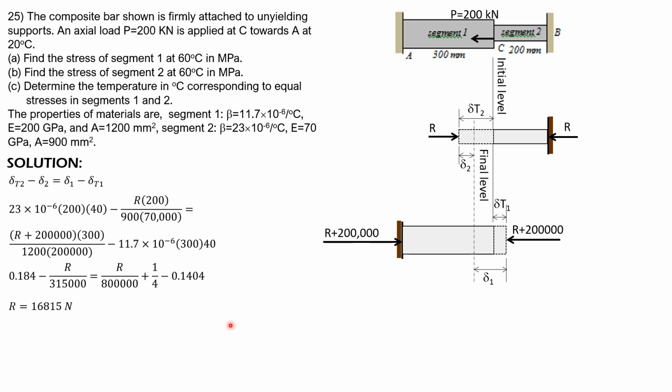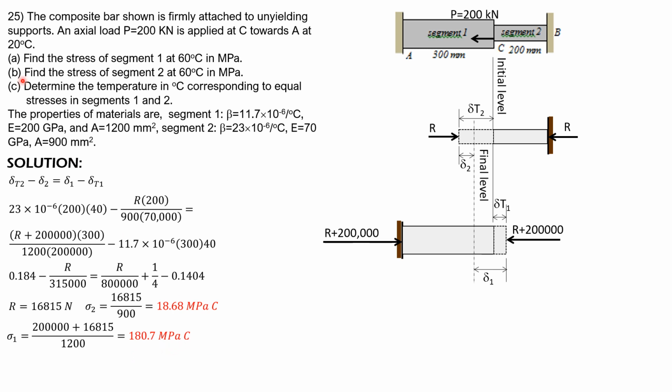So from there, we can now compute the stress in segment 1, which is R plus 200,000. Let's compute segment 2 first: 16,815 over 900, 18.68 megapascals. It is in compression. Then sigma 1 is 200,000 plus R over area 1,200, 180.7 megapascals compression.